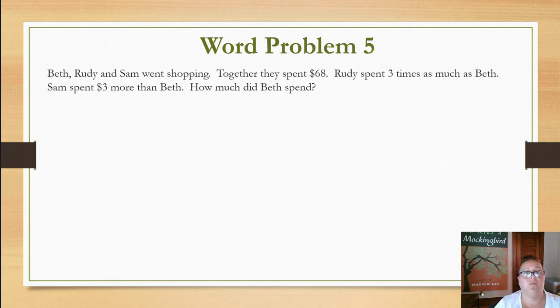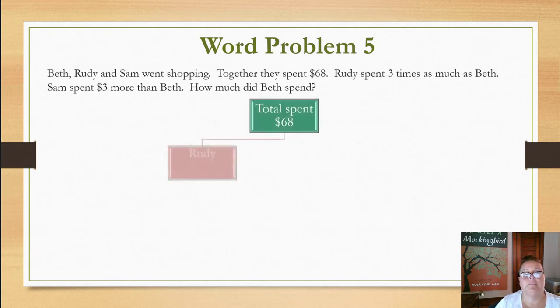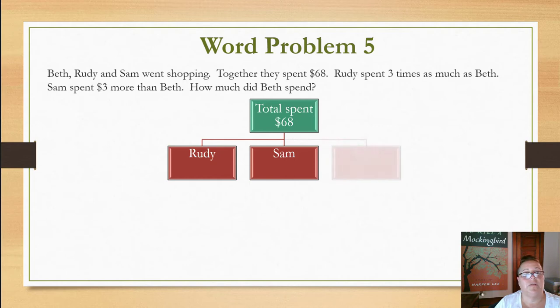As before, we want to find our total. Our total is that together they spent $68. That $68 is split between 3 people. Our first person is Rudy. Our second person is Sam. And our third person is Beth.